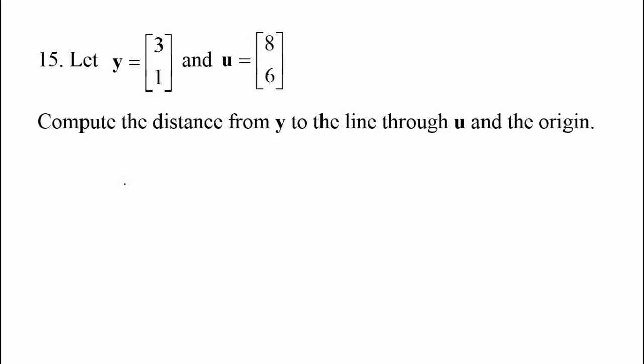Now I'd just like to look at some of the problems from section 6.2. Here's one, number 15. We're given a vector and another vector. We want to find the distance from y to the line through u and the origin.